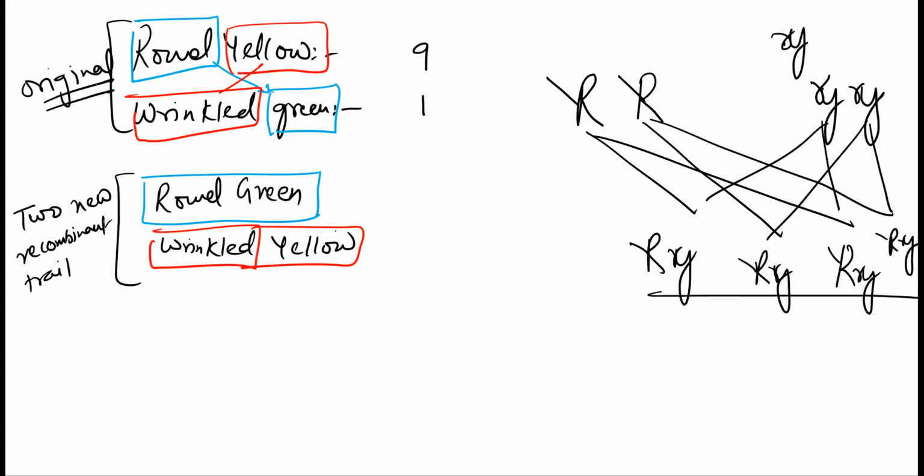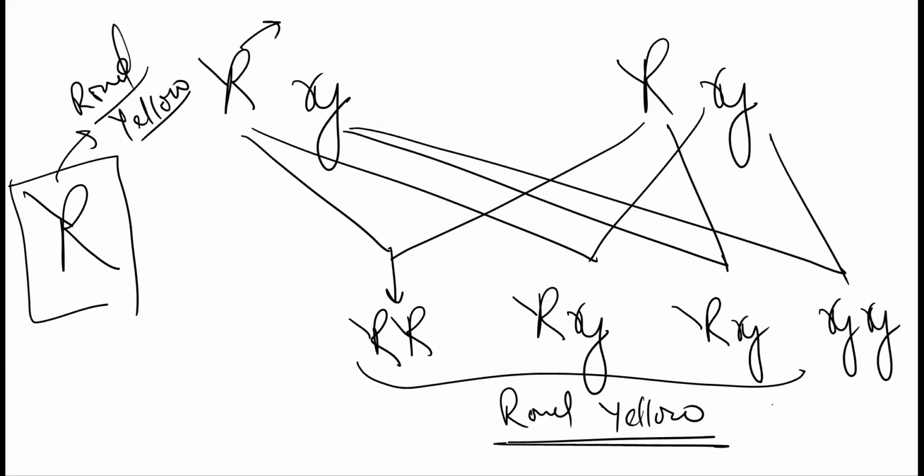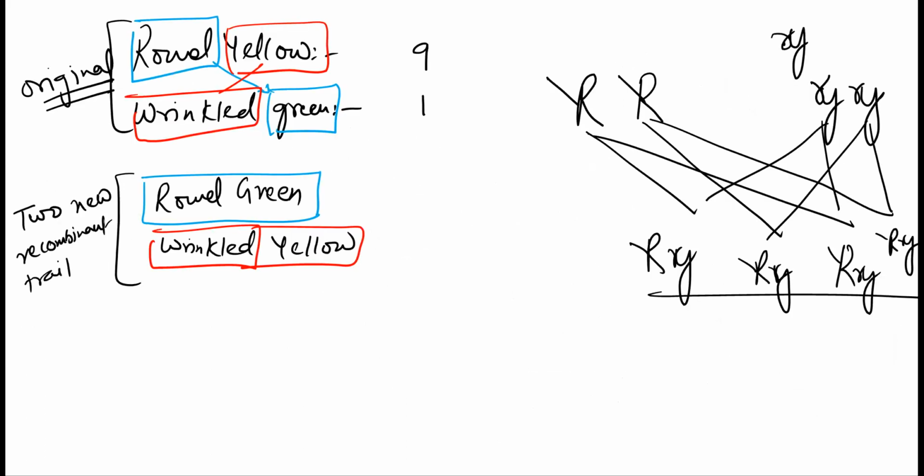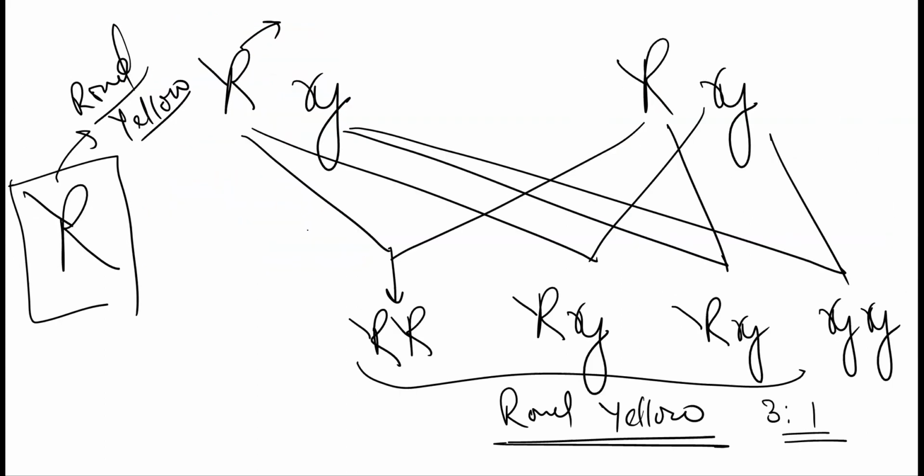But in the second generation, out of 4, you will get 3 round yellow and 1 wrinkled green. You will not get any new contrasting character, like here you were getting the 2 new ones, round green and wrinkled yellow. So that is only possible if we have a separate gene for round yellow and wrinkled green.